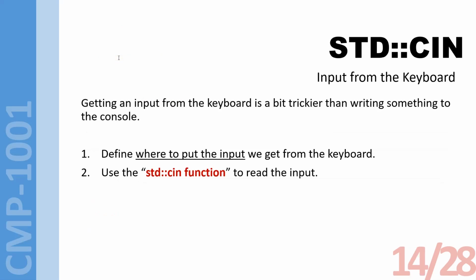When we look at the other way around, getting input from the keyboard, we also have another thing called std::cin. However, getting an input from the keyboard is a little bit trickier than writing something to the console. The main difference here is we need to define where to put the inputs that we get from the keyboard. Then we'll be using the std::cin function to read the input.